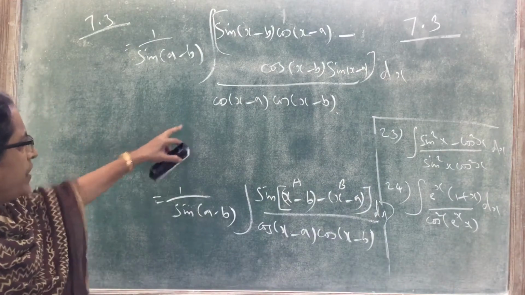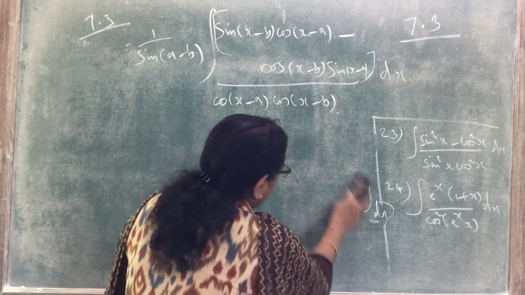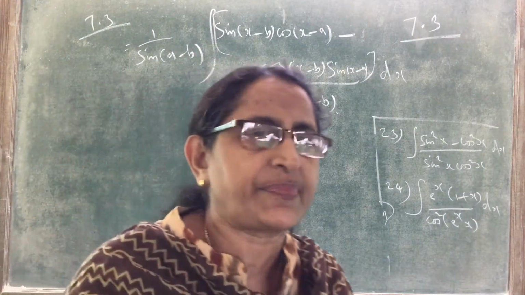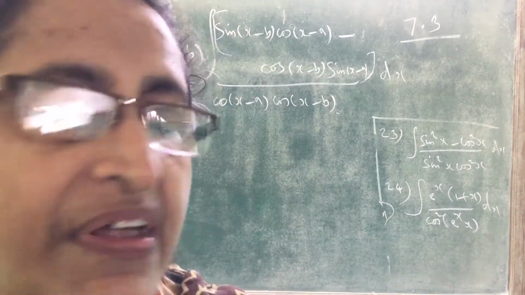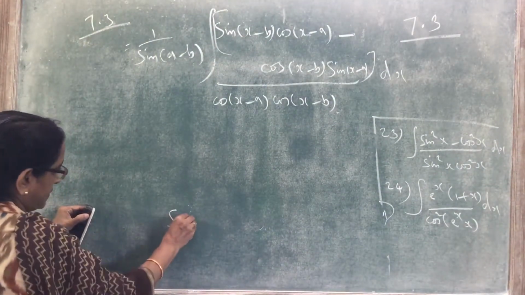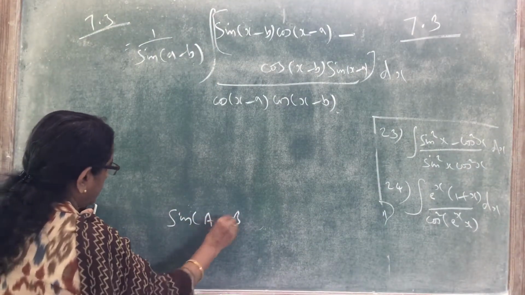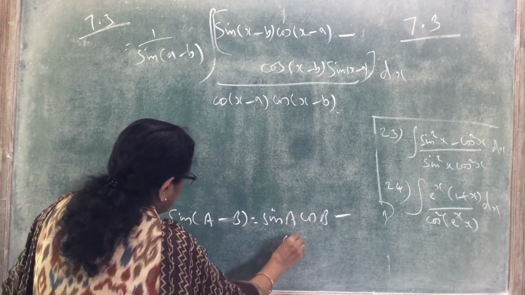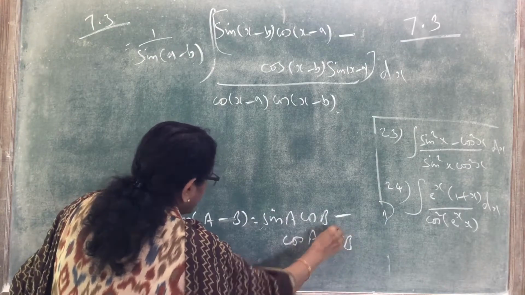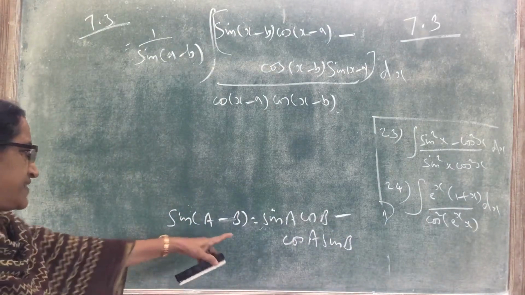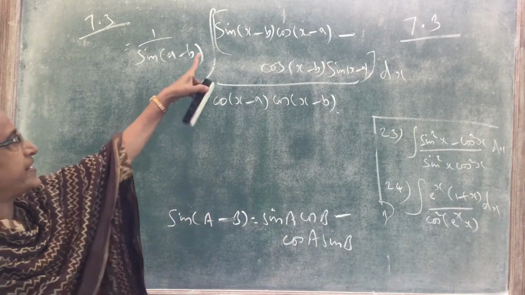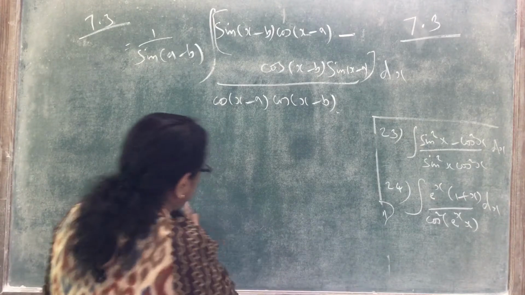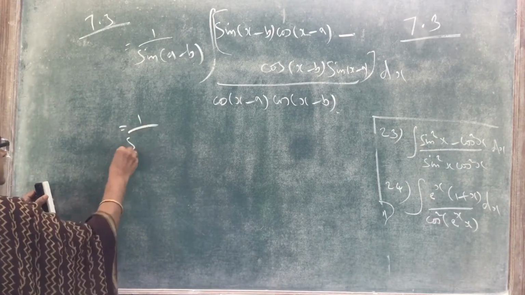So here now we want to split into two terms. We expanded sin(A minus B) using the formula: sin(A minus B) equals sin A cos B minus cos A sin B. Using this formula, we expanded that. Now we split into two terms, 1 by sin(A minus B).